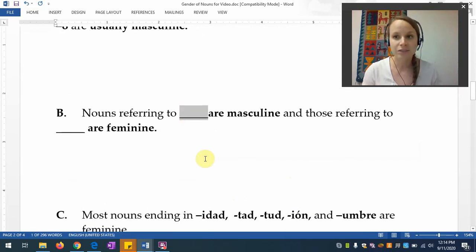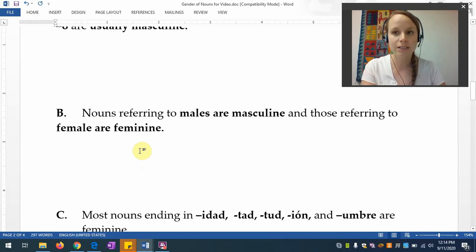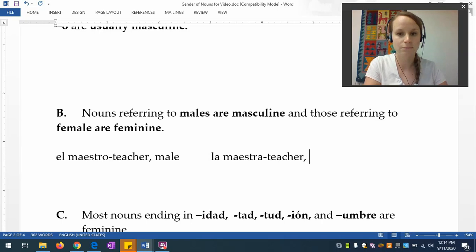Now, as I said, it's generally going to be arbitrary, but if you actually have a noun that's talking about a person, if it's referring to a male person, it's going to be masculine. And if it's a female person, it's going to be feminine. So to say teacher, if you're talking about a teacher that's a male teacher, you say el maestro. You could also say el profesor. And if you're talking about a female teacher, you say la maestra. Any profession has these 2 words.